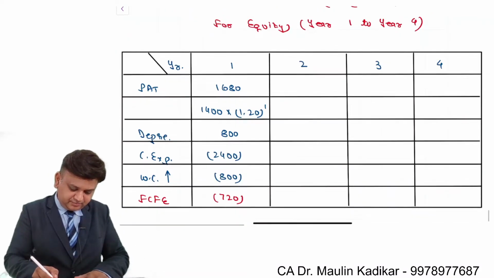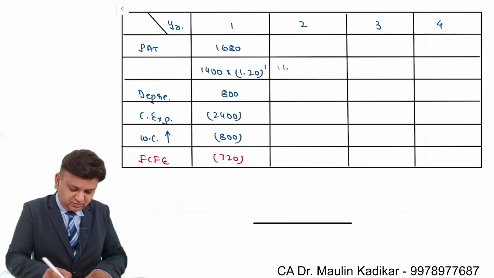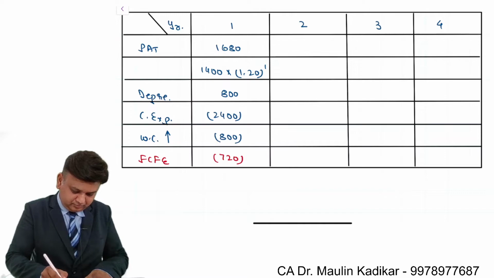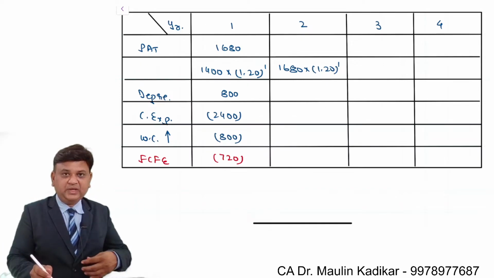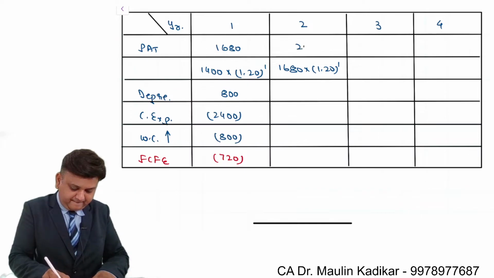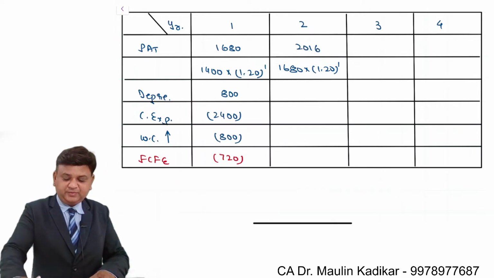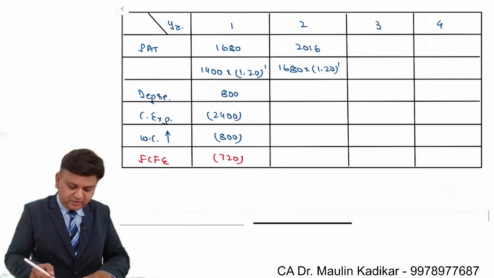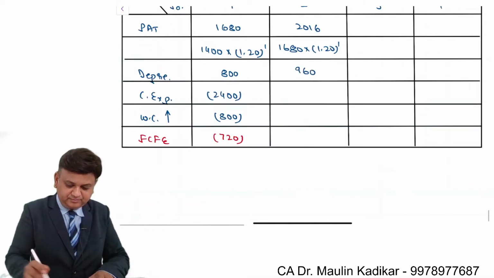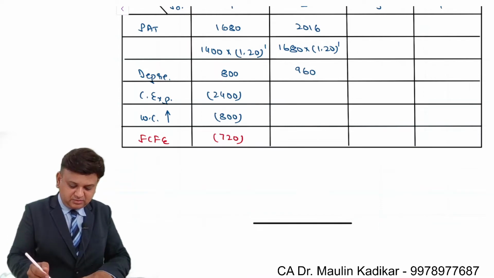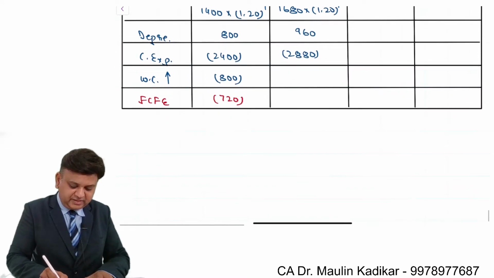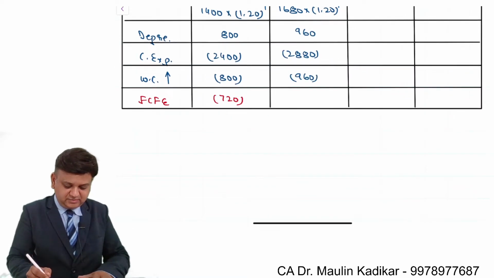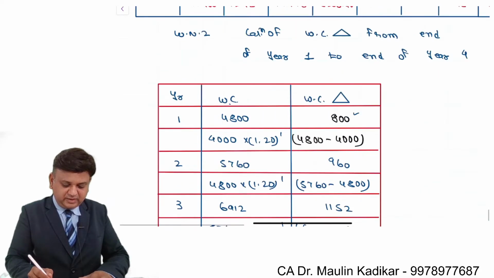So for the second year, it will be 1680 into 1.20 raised to 1. It is 2016. Amount of depreciation for the second year is 960. Capital expenditure is 2880. And working capital increase is 960.